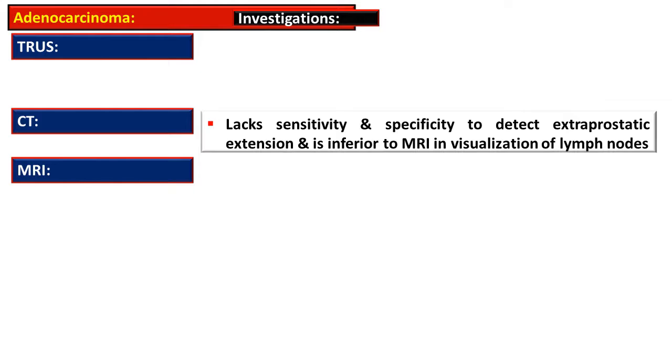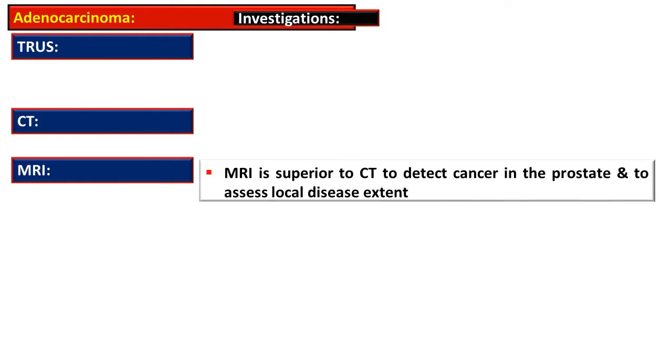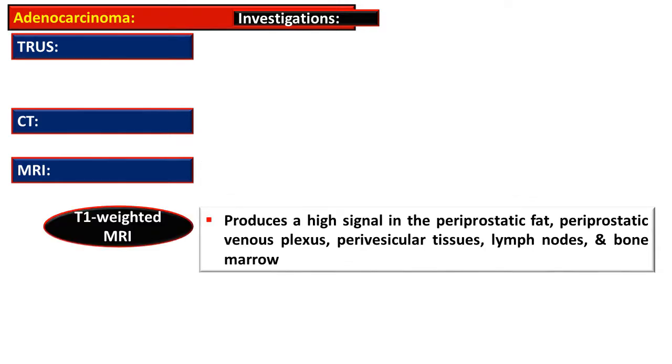The computed tomography for the prostate adenocarcinoma lacks sensitivity and specificity to detect extraprostatic extension, and it is inferior to MRI in visualization of lymph node, while MRI is superior to CT to detect cancer in the prostate and to assess extent of the disease.